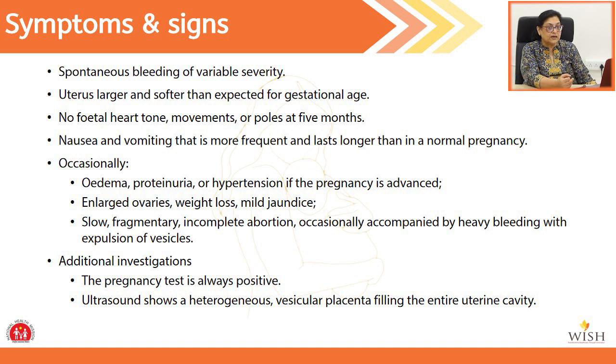Sometimes, because of the increased chorionic gonadotrophins, you may have enlarged ovaries. There could be weight loss, mild jaundice, and sometimes the patient may present to you with the process of expulsion of the mole already taking place. She may come with the history of passage of vesicles and more severe bleeding. The pregnancy test is usually positive. Ultrasound shows a heterogeneous vesicular placenta which fills the uterine cavity.